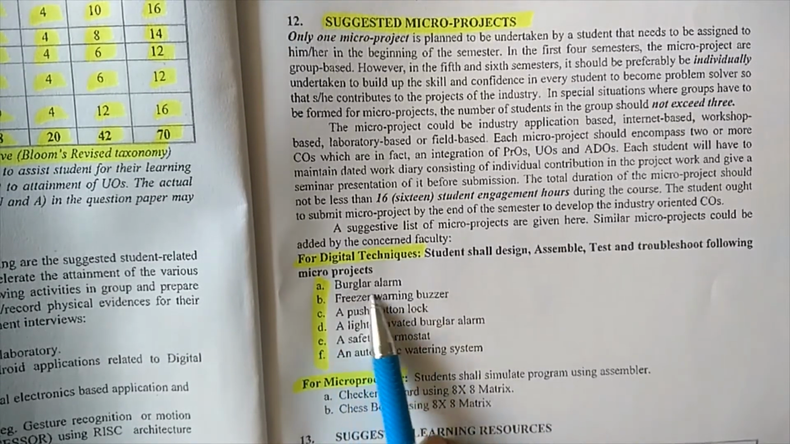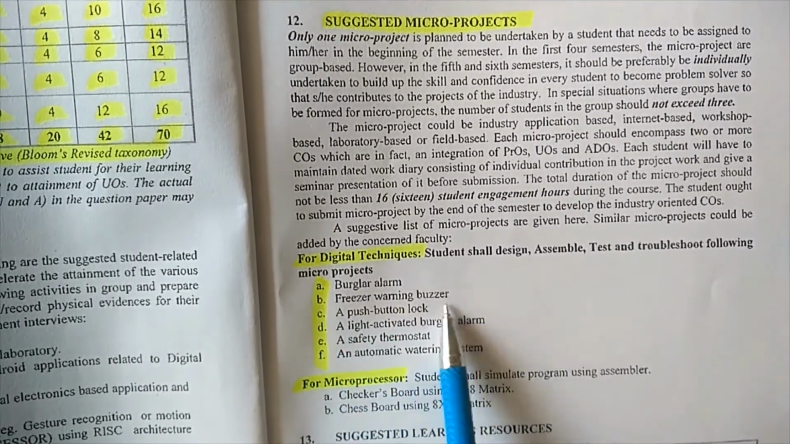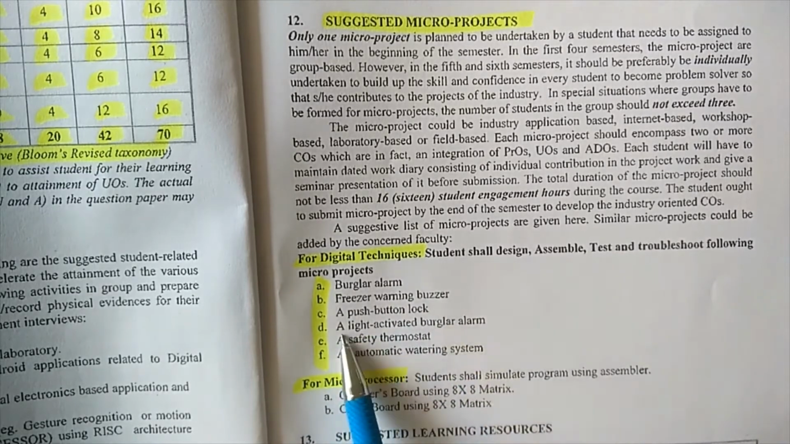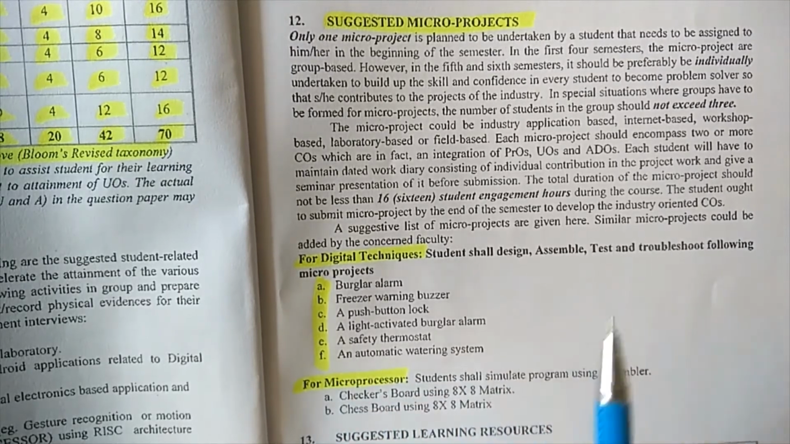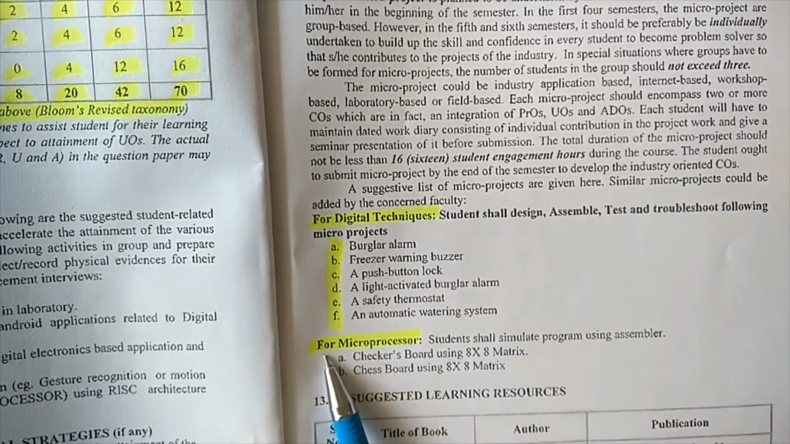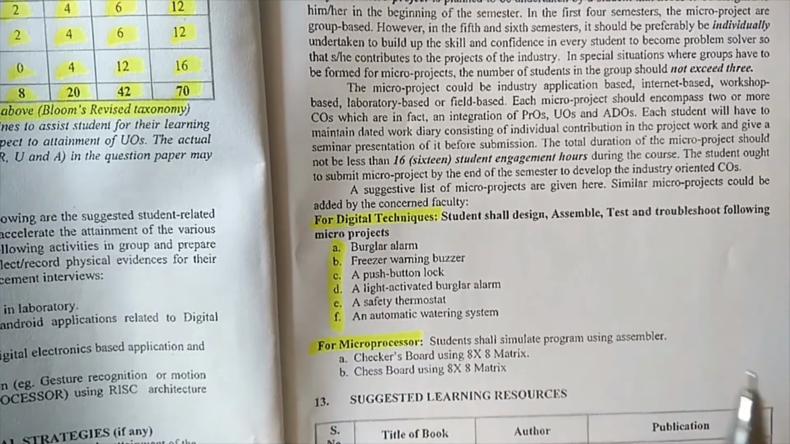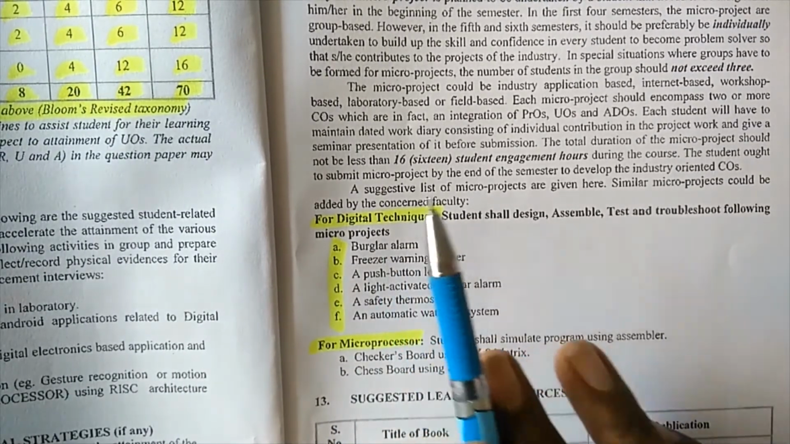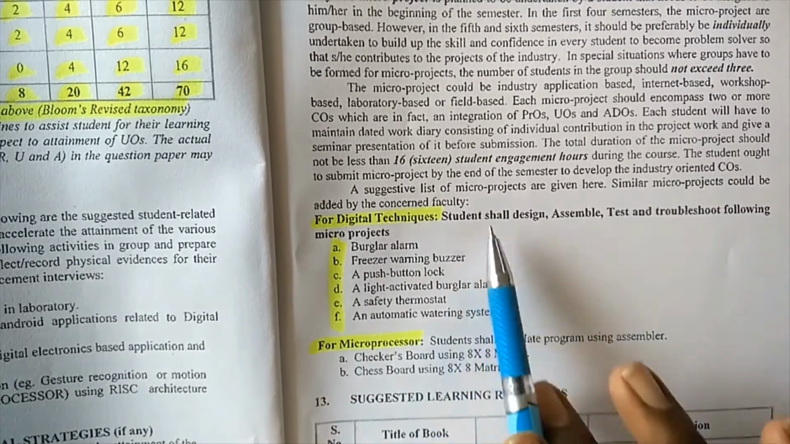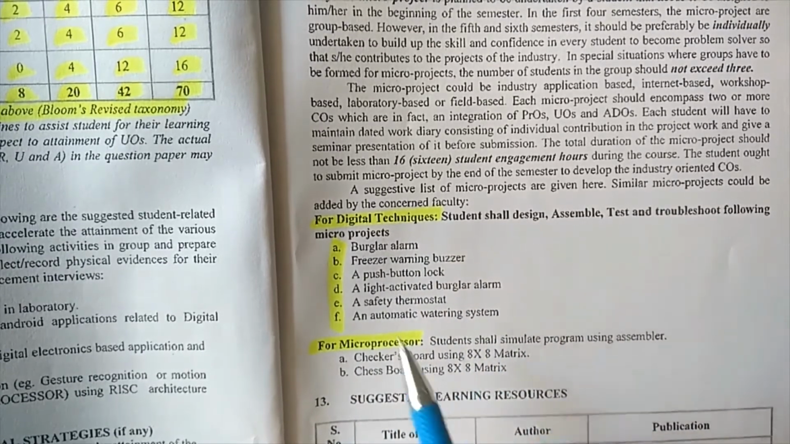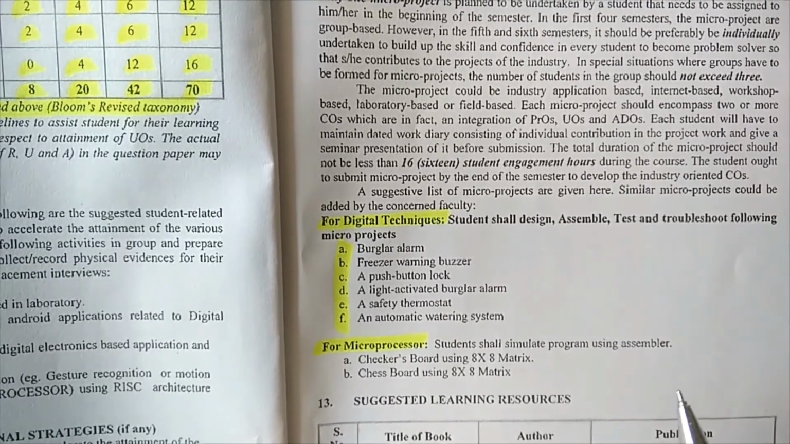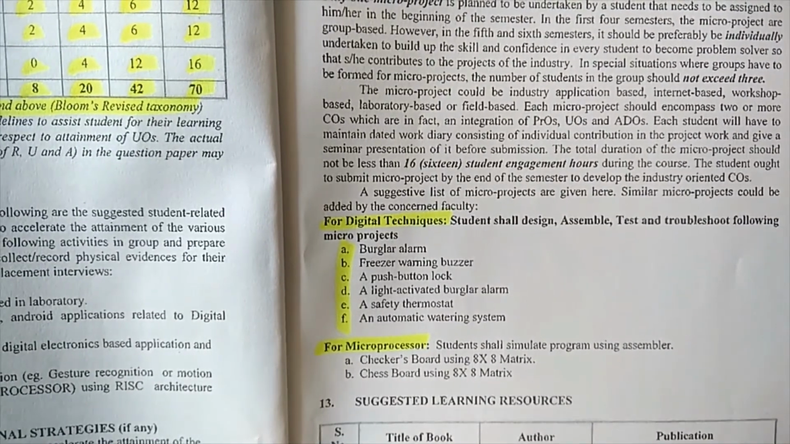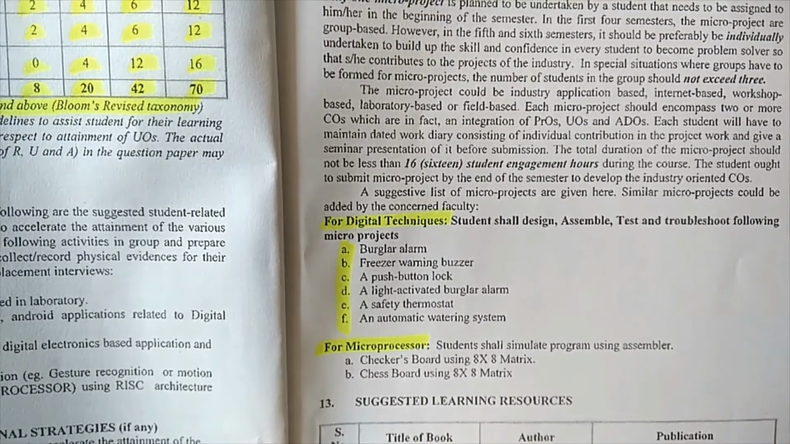The first ones are: burglar alarm, freezing warning buzzer, a push button lock, a light activated burglar alarm, a safety thermostat, an automatic watering system. From microprocessor, you have to prepare any one project, either based on digital techniques or microprocessor. These are the suggested ones. You can pick from the list of practicals, or do one of your own, subject to the condition that you take permission from the subject teachers.